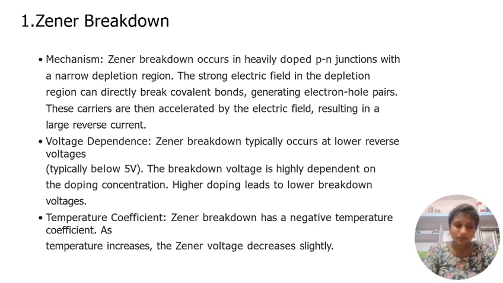Voltage dependence. Zener breakdown typically occurs at lower reverse voltages, typically below 5 volts. The breakdown voltage is highly dependent on the doping concentration. Higher doping leads to lower breakdown voltages. Temperature coefficient. Zener breakdown has a negative temperature coefficient. As temperature increases, Zener voltage decreases slightly.